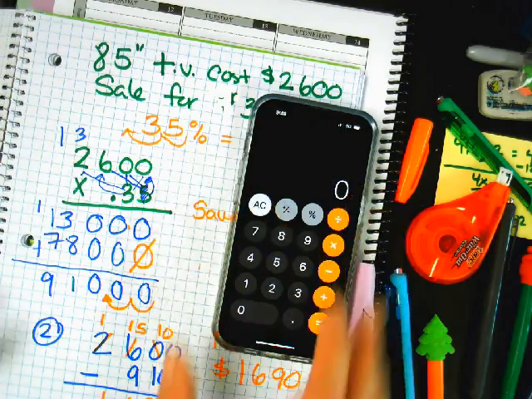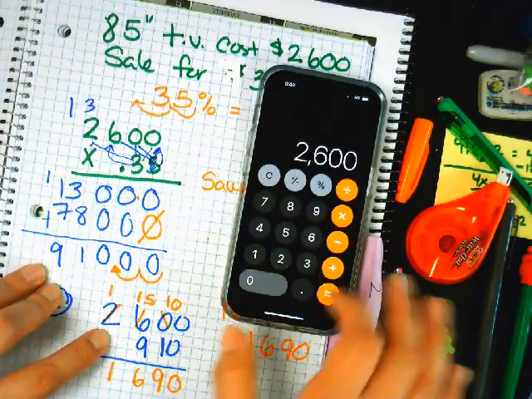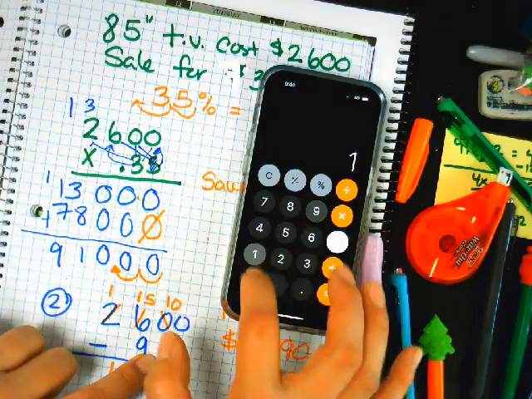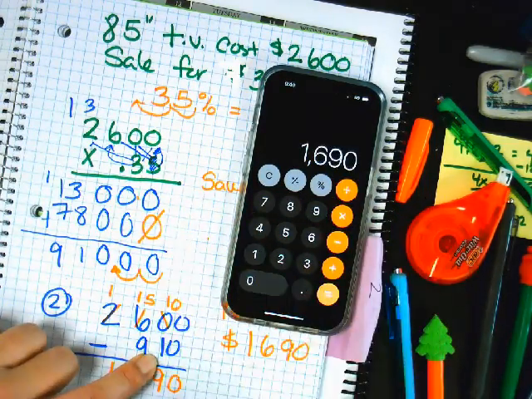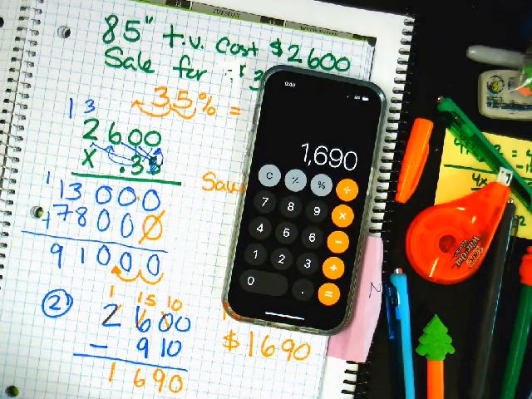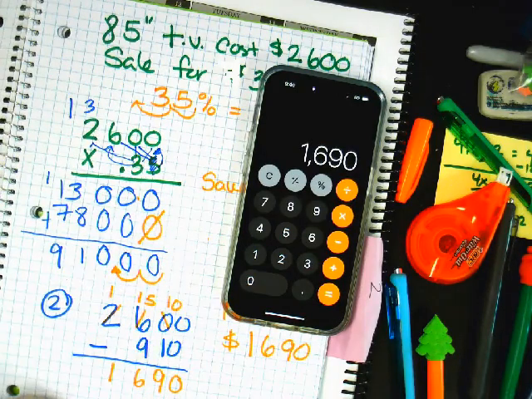So now what's my second step? 2,600 minus 910 is 1,690. Does everybody know? Well, never mind. Well, do you?